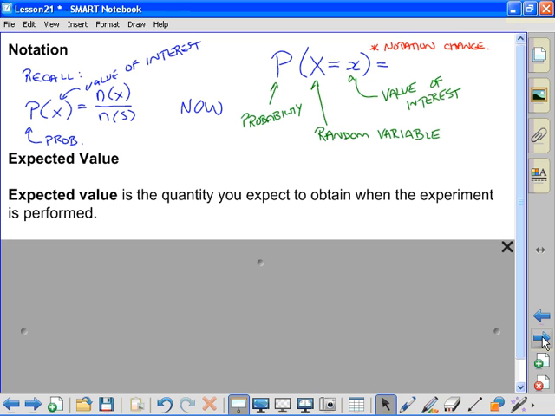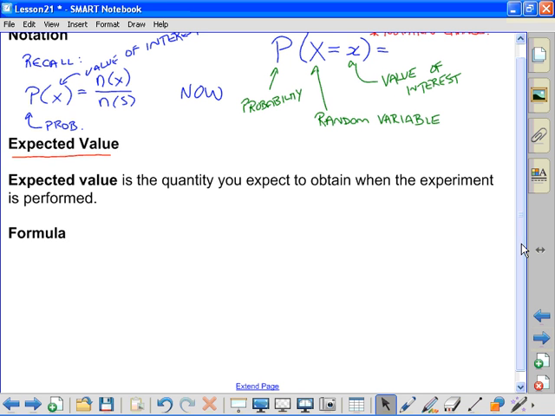The other flip side to this, which we had not discussed at length because it doesn't really work out when you're looking at a particular value, is expected value. Expected value is the quantity we would expect to obtain when the experiment is performed. So if we flip a coin, how many heads should we get, and so forth. So this deals with all cases.